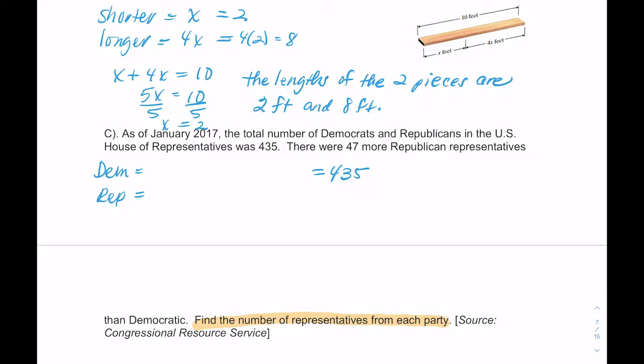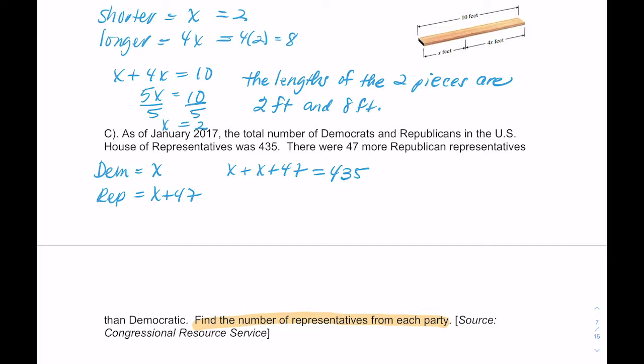There were 47 more Republicans than Democratic. Do we know how many Democratic there were? No. So I'm going to call Democrats x, and for Republicans, it says there were 47 more Republicans than Democrats. So that would be x plus 47. So I've got my Democrats and Republicans, and together the total of them is 435. So my equation, I'm just going to put those two expressions together, and that's the equation that represents the number of Democrats and number of Republicans in the House of Representatives in 2017.